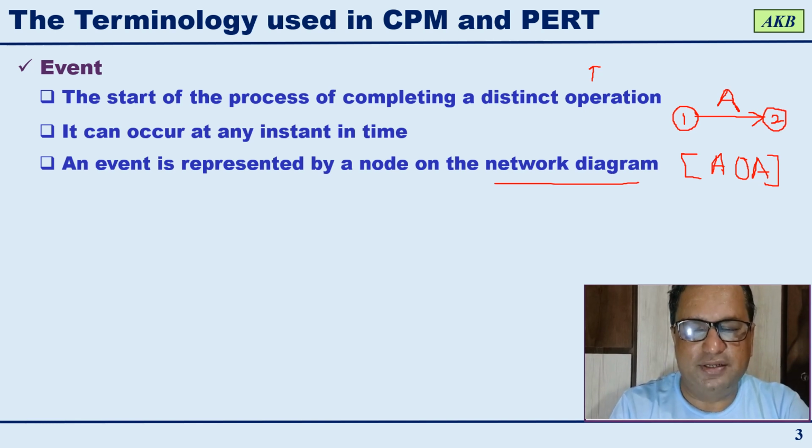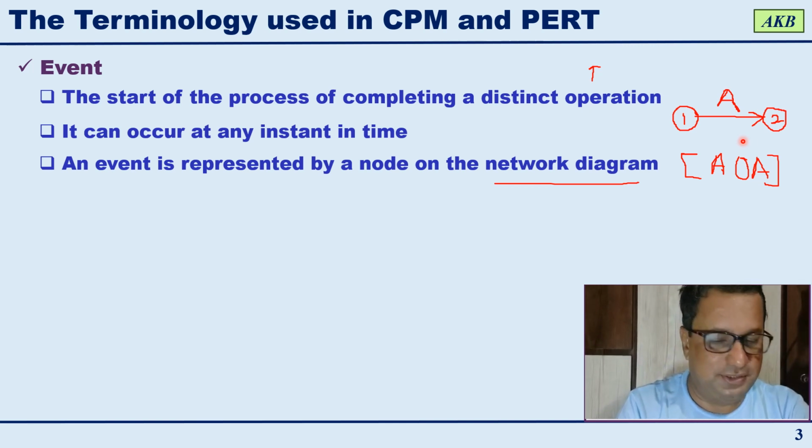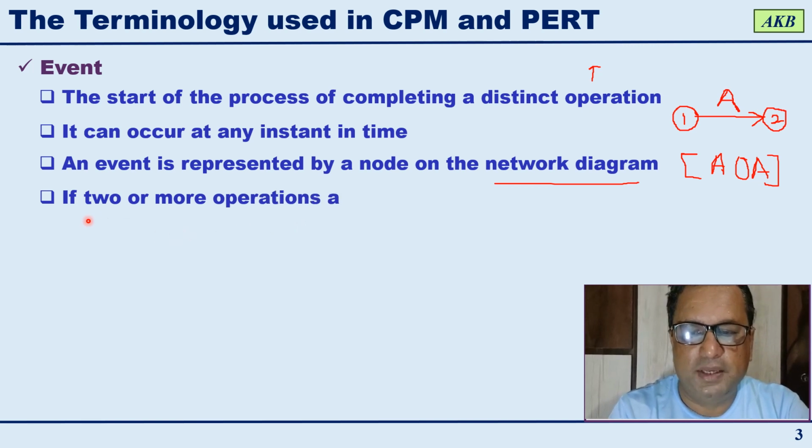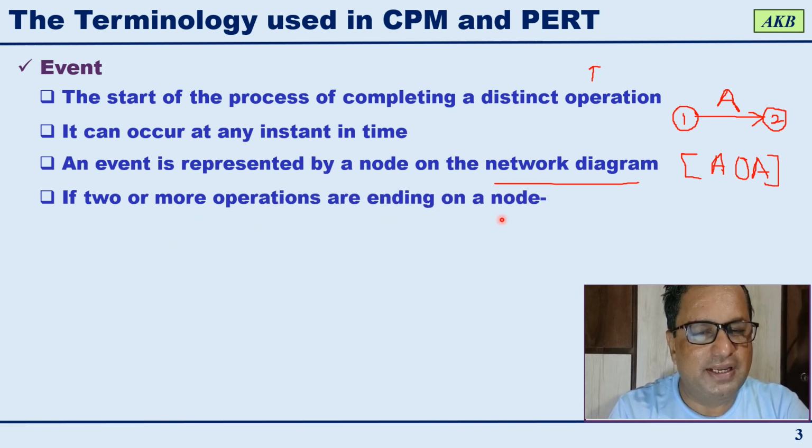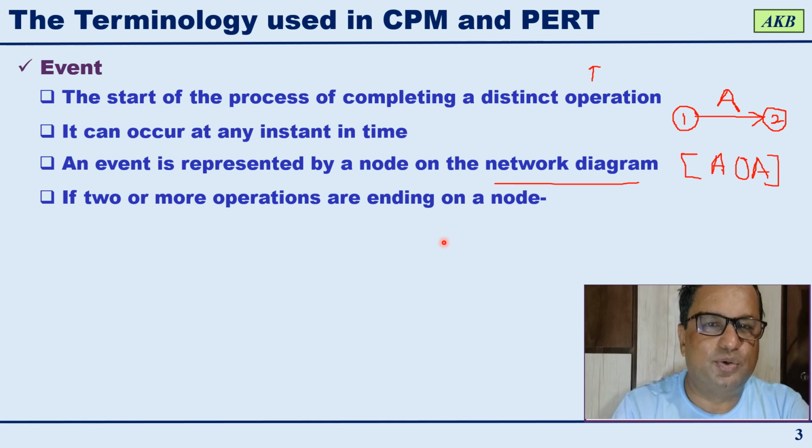So an event is the start of the process of completing a distinct operation, and it can occur at any instant in time. An event is represented by a node on the network diagram, the activity on arrow network diagram. Here, I have shown a simple example to make you understand what an event is and how to represent it.